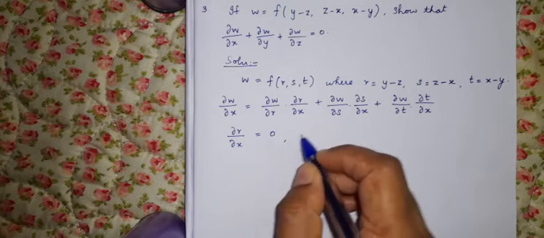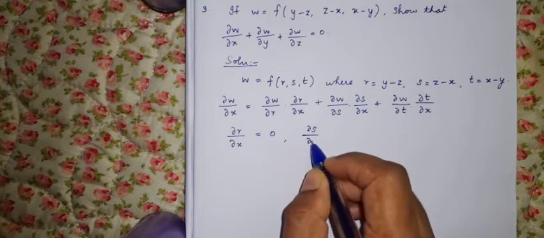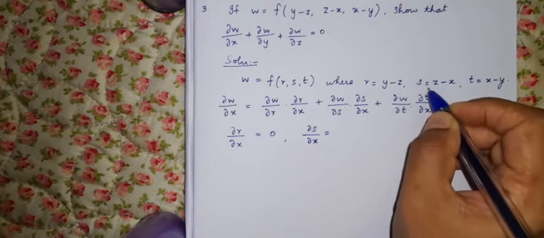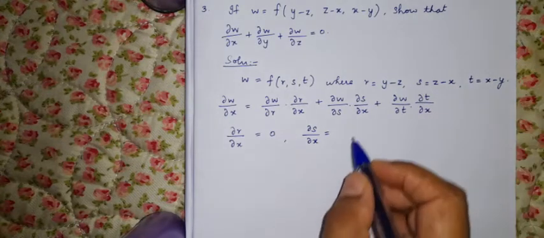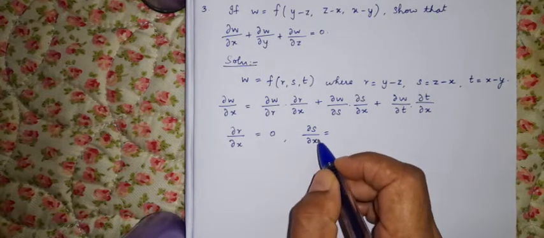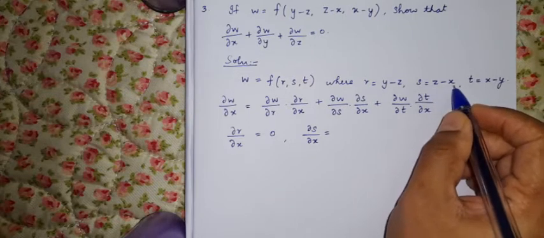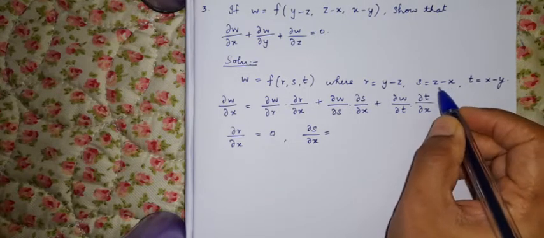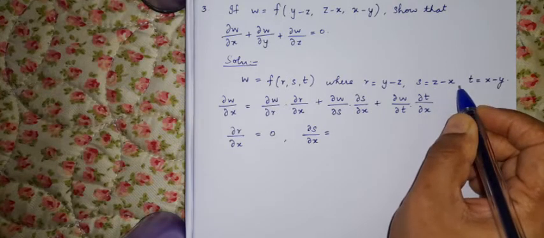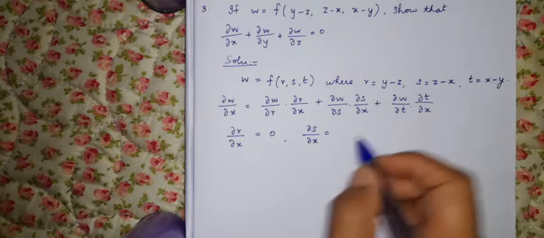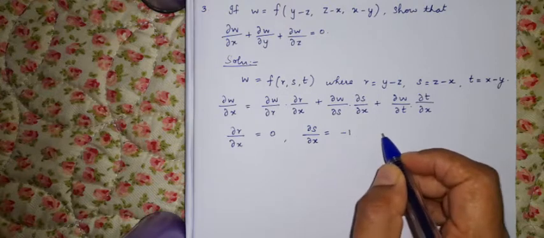Similarly, what is ∂s/∂x? Consider the s term. You have z minus x. So what is ∂s/∂x? You have to differentiate this s with respect to x. So the z term becomes 0. This minus x, when you differentiate with respect to x, becomes minus 1.